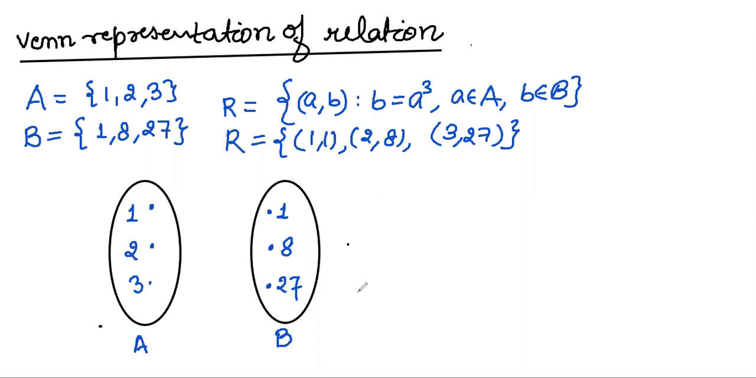And after that we will represent these elements of R by using arrows. Meaning 1, 1 we will represent by using an arrow. So we'll start with this element of set A, 1, connected to 1 by using an arrow. Then similarly 2, 8, so 2 is connected to 8 by using an arrow. Then 3 is connected to 27 by using an arrow. So this is the way to draw a Venn diagram, an arrow diagram. This is called an arrow diagram.